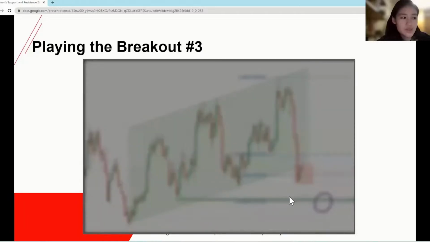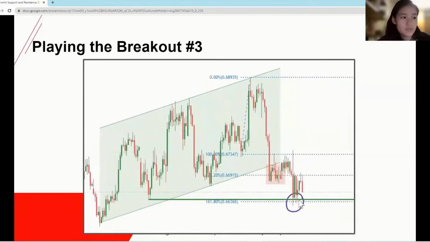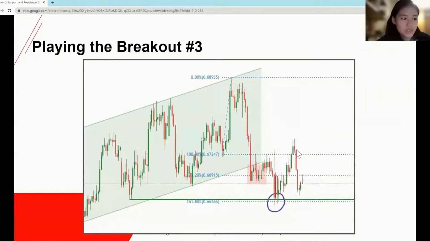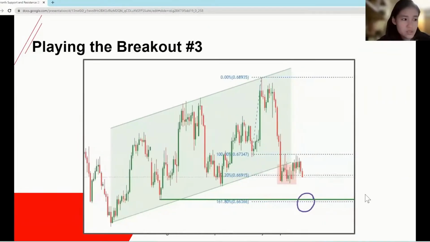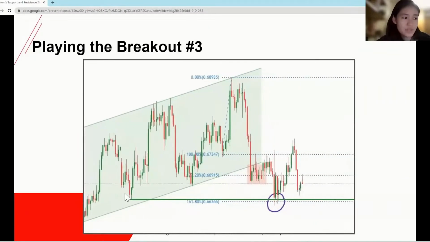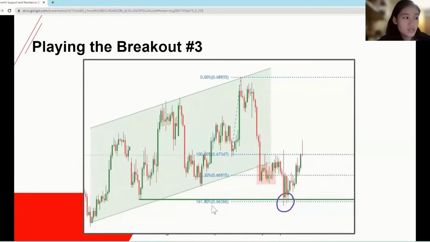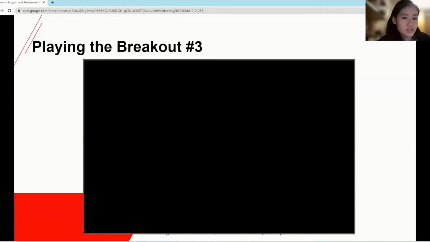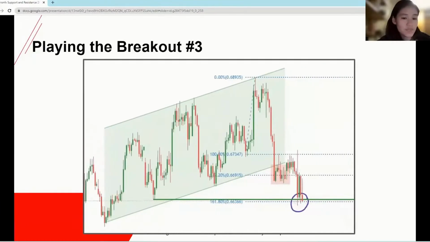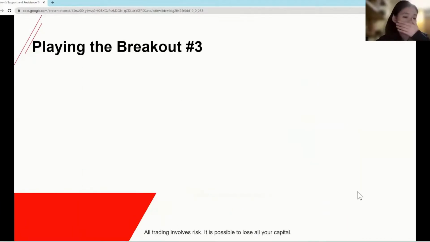Okay, and then one of the reasons why it might shoot back upwards is because of this support level here. We have a swing low that is lying nicely with a 161.8. And in fact, now that I'm looking at it, it seems like we could have an overlap.